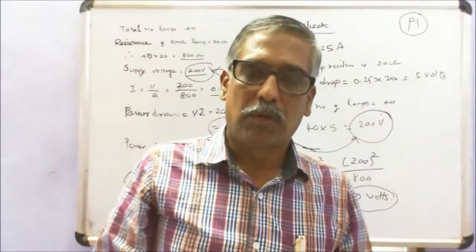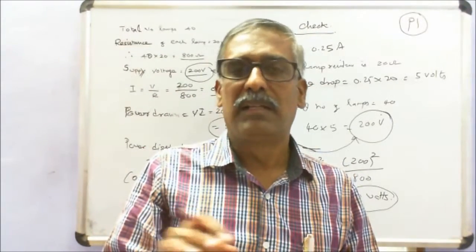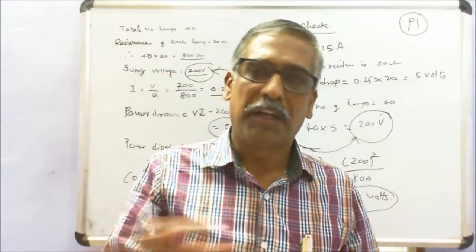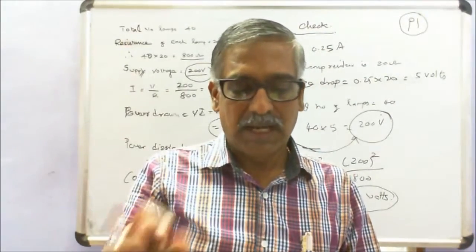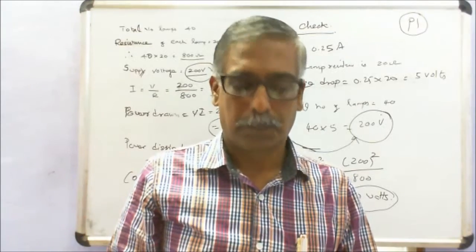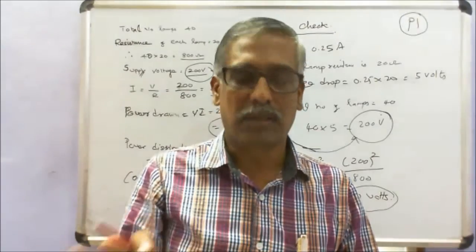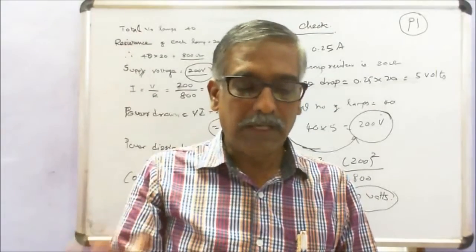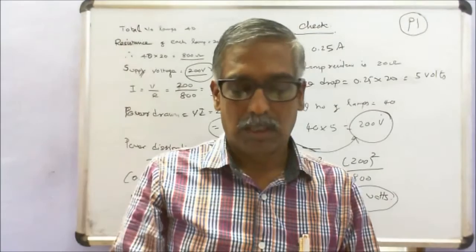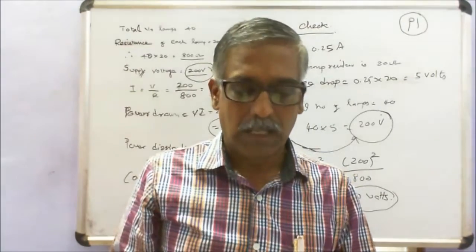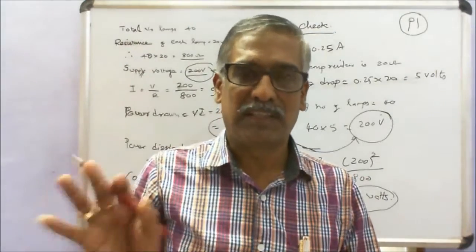Today I am going to work out 5 problems in series circuit. There are different problems. First problem: Christmas tree lights are connected in series. In a series circuit, current is constant. If there are 40 lamps and each lamp has a resistance of 20 ohms, calculate the total resistance of the circuit.